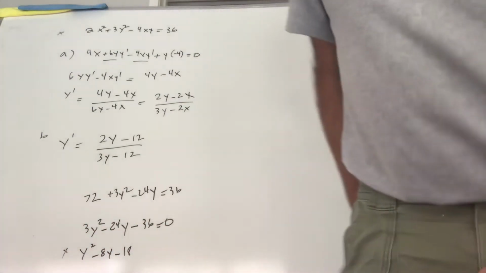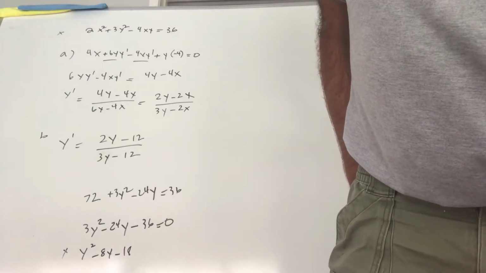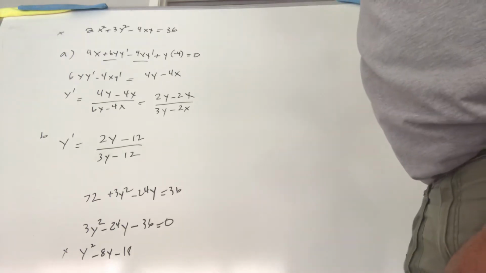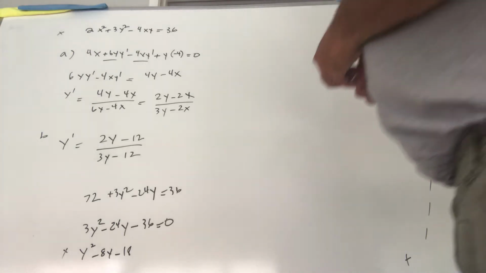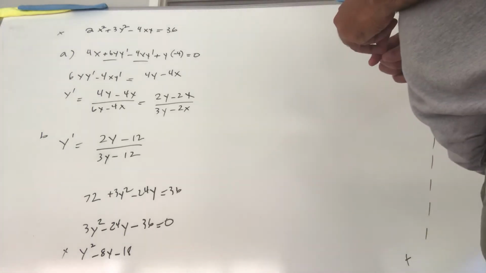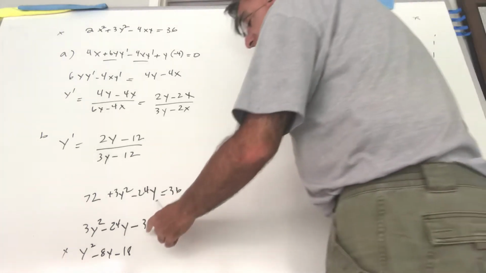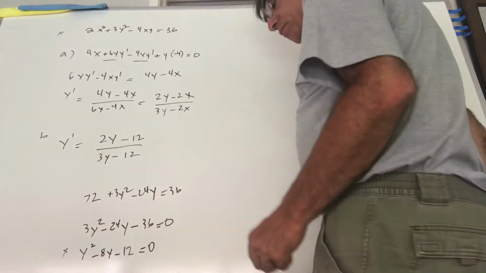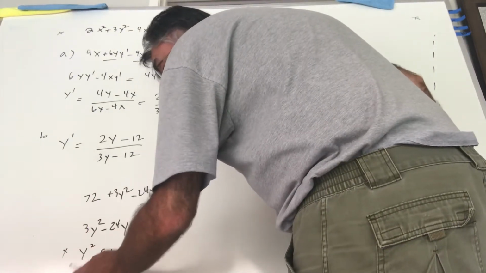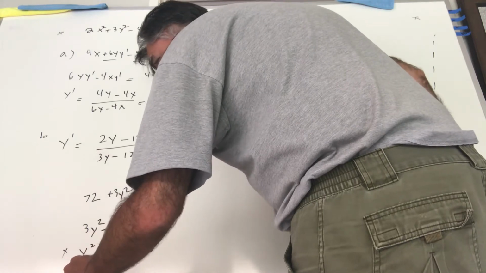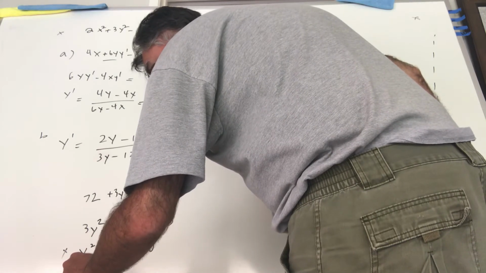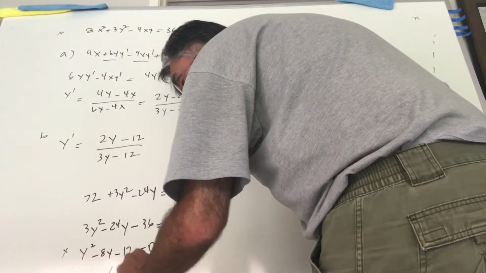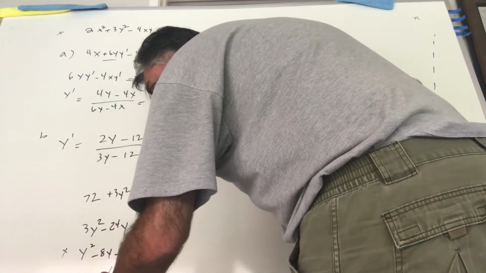That doesn't seem right to me. What did I do wrong? Where's my mistake? I ended up getting what? Oh. Wait a second. Oh, yeah. What's 36 divided by 3? It's 12. Duh. Sorry, my brain's locked. So what does this factor into? y minus 6, y minus 2. So y is either 6 or y is 2.